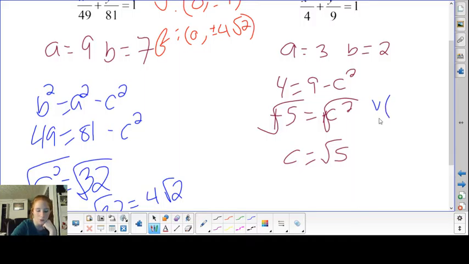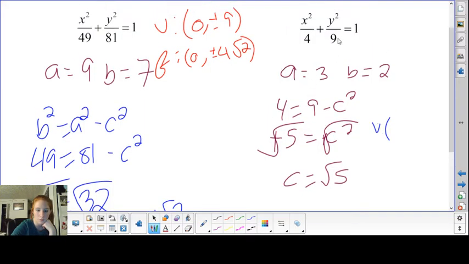So my vertices, A is 3. My A is underneath my Y again, so it's going to be 0, comma, plus or minus 3. And my foci, 0, comma, plus or minus the square root of 5.